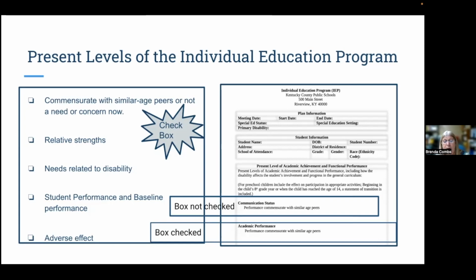So we make sure if they don't have speech, that we mark that box. But just because we mark the box doesn't mean we can't put something in there, but we don't have to do those 5 pieces that we were talking about. For academic performance, most of the time we do have something written in there, unless their academics aren't affected, and that's very few of the disabilities. But if we mark the box commensurate, we're not going to write a goal for that. That's the big piece there. If you check the box, you won't be writing a goal for it. And if you don't check the box, then we have to make sure that we put those pieces in there.